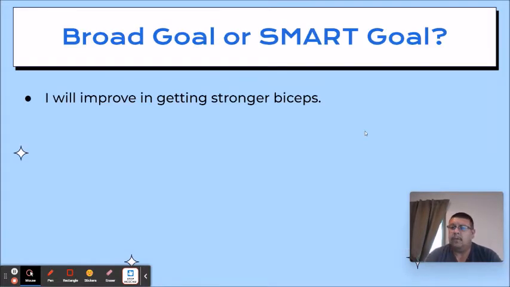Now, we have the difference between a broad goal and a SMART goal. We're not making any broad goals, we're making SMART goals, right? So I'm going to give you a couple of sentences here, and you're going to determine if it's a broad goal or a SMART goal. Let's start with this one right here. I will improve in getting stronger biceps. What do you think that is? A broad goal or a SMART goal?